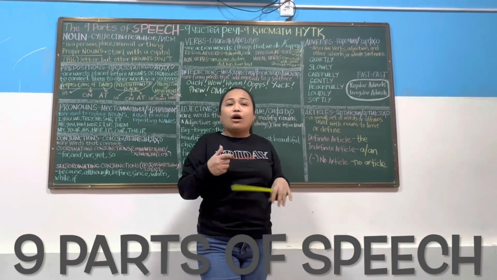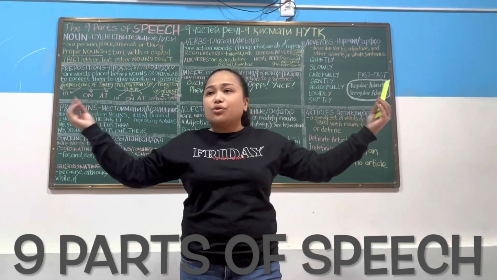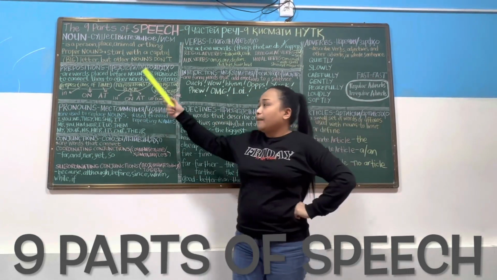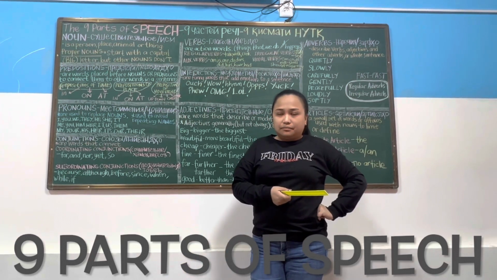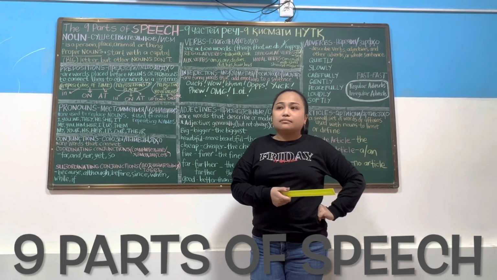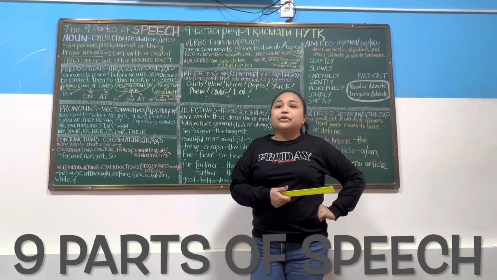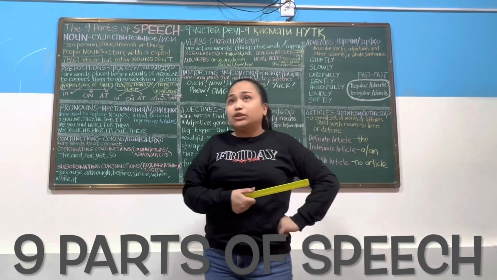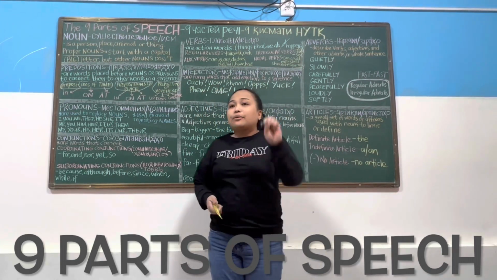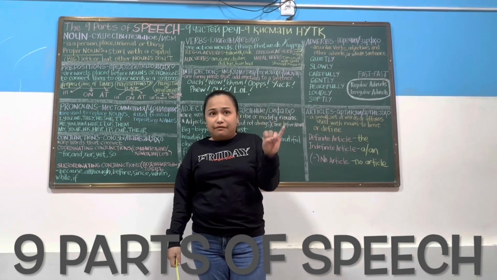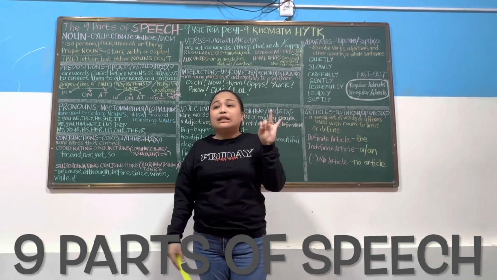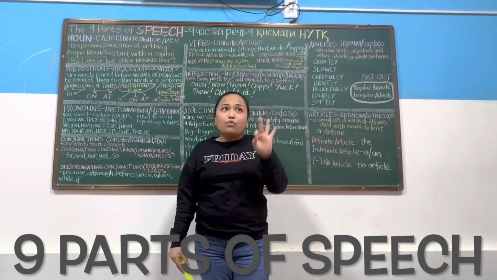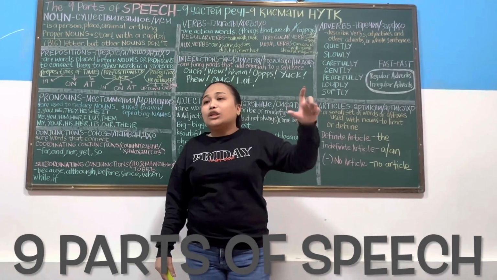So, prepositions, these are words that we put before the nouns or pronouns to connect them to the other words in the sentence. Prepositions, in Russian, предлоги. In Tajik, peshoyandho. Did you understand? And we have prepositions of time, predlogi vremeni. We have prepositions of place, predlogi mesta, peshoyandho joy. We have prepositions of movement, peshoyandho harakat, predlogi dvizheniya.